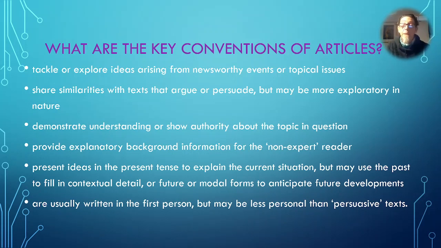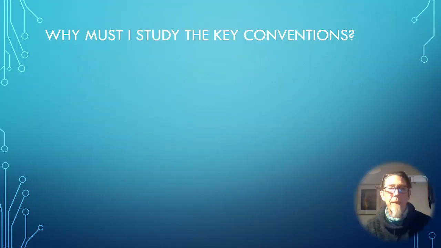So maybe some of that background information, or will also have that future or modal forms to anticipate what will happen or to anticipate future developments, normally at the end of the text, usually written in the first person, but maybe less personal than persuasive texts. So that's kind of the theory, but let's go in and see what it's all about.